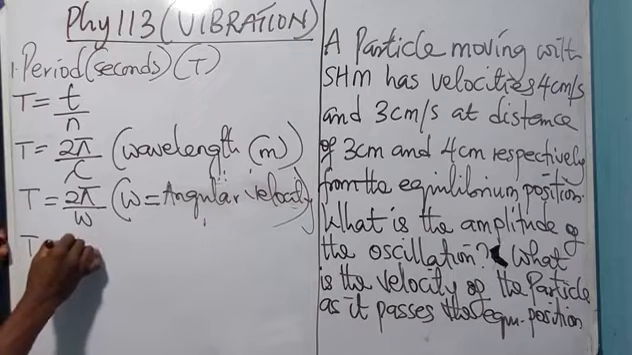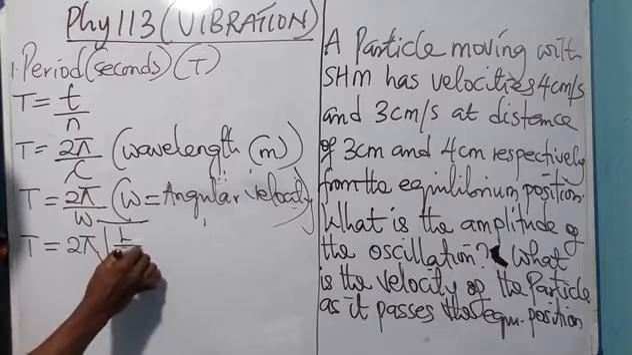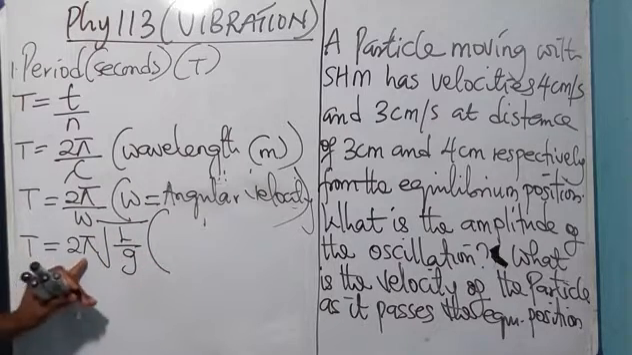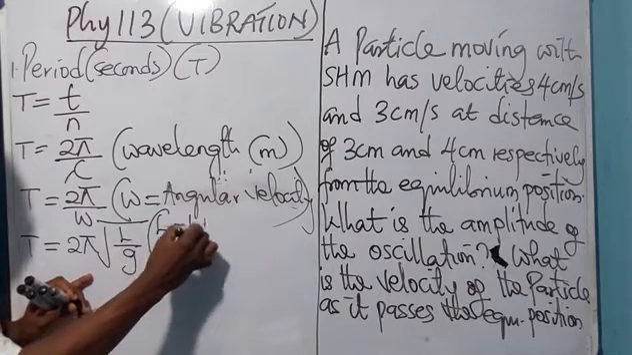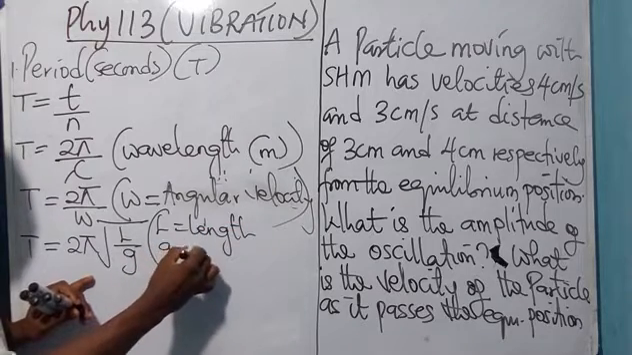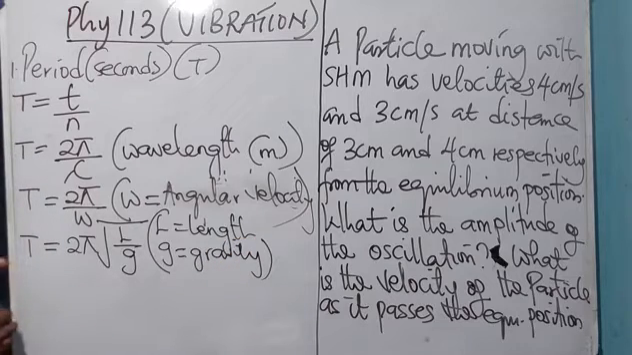Now, the period of oscillation of a wave particle is also given as 2 pi the square root of L over G. Alright? L here means the length. The G here means the gravity. Take note of that.